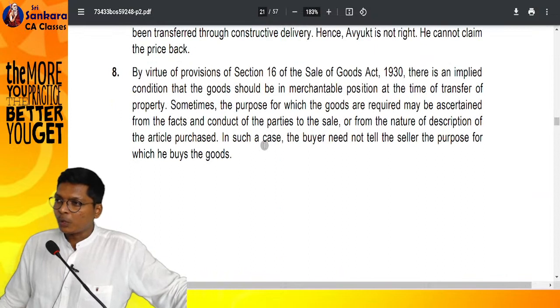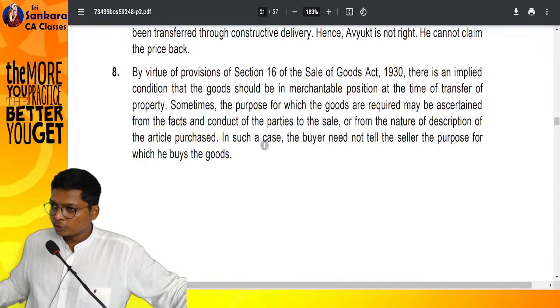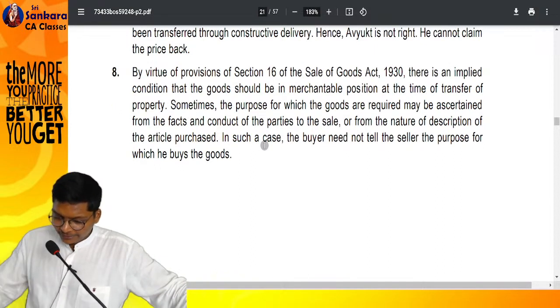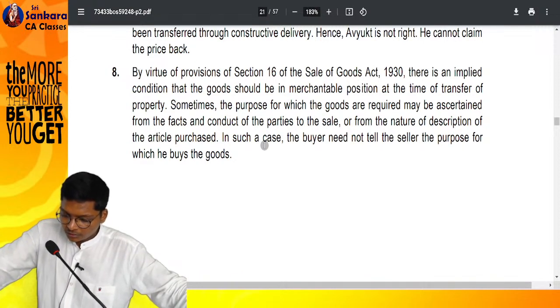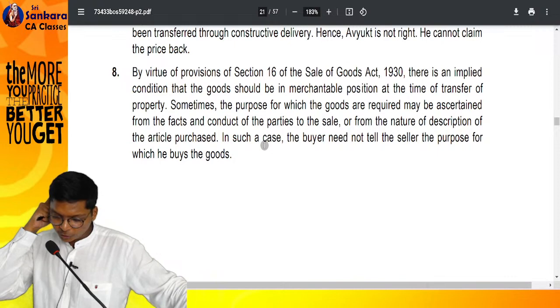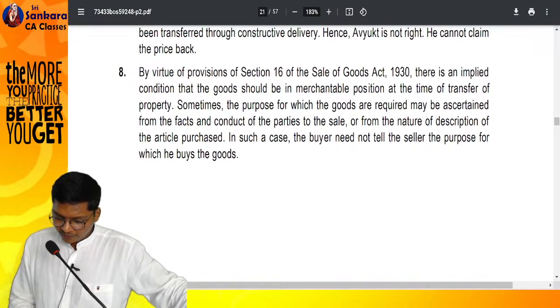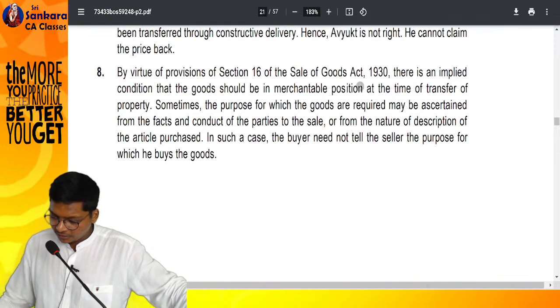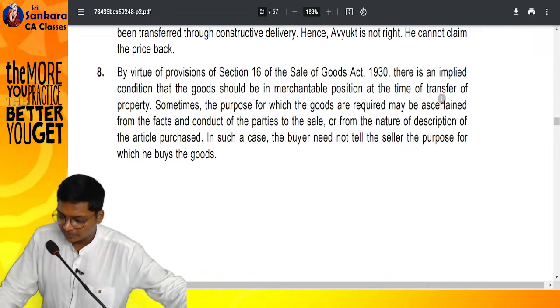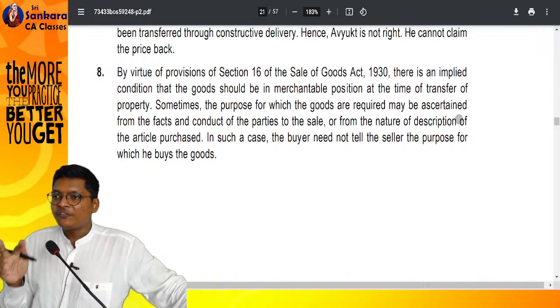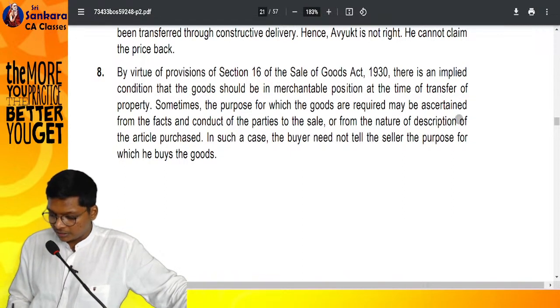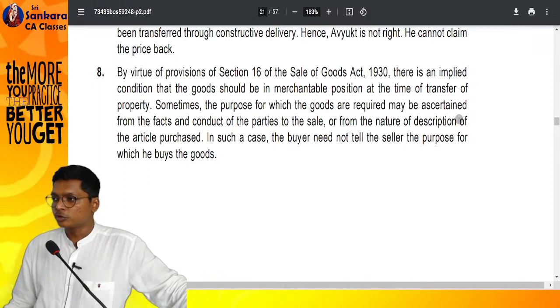Ideally, you can write quality of fitness because you relied on the seller. There is an implied condition that goods should be in merchantable position at the time of transfer. Sometimes the purpose for which goods are required may be ascertained from the facts and conduct of the parties to the sale, or the nature of the description of the article purchased. The buyer need not tell the seller. Okay, here they are giving an explanation of why implied quality of fitness is not coming. The buyer need not tell the seller the purpose for which he buys the goods.